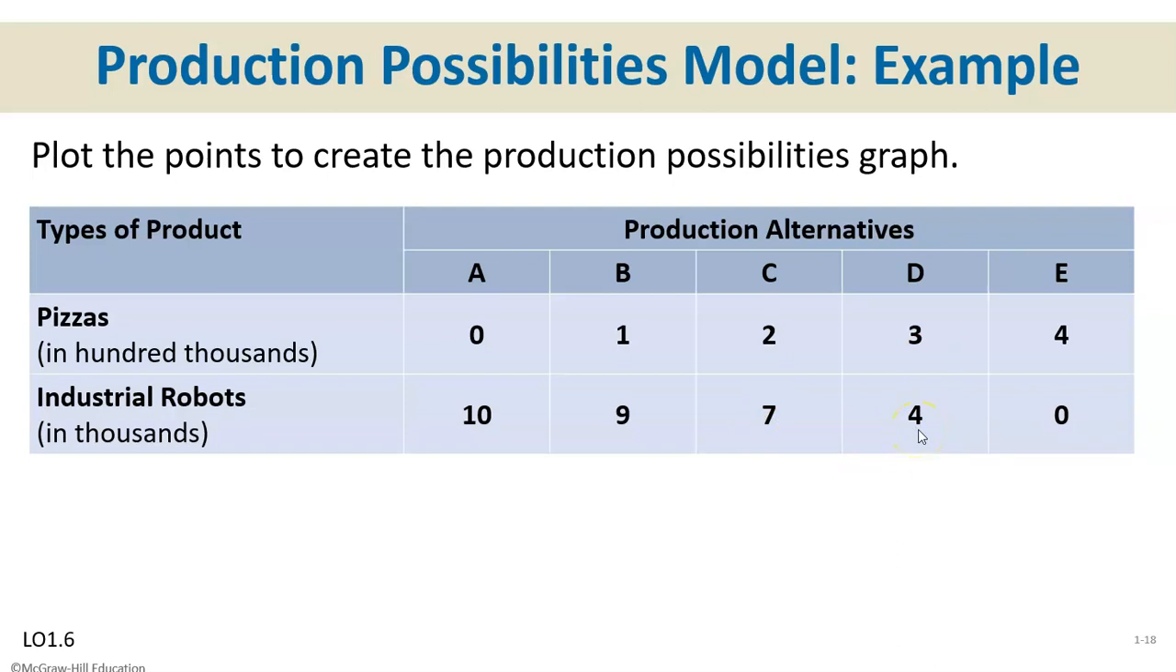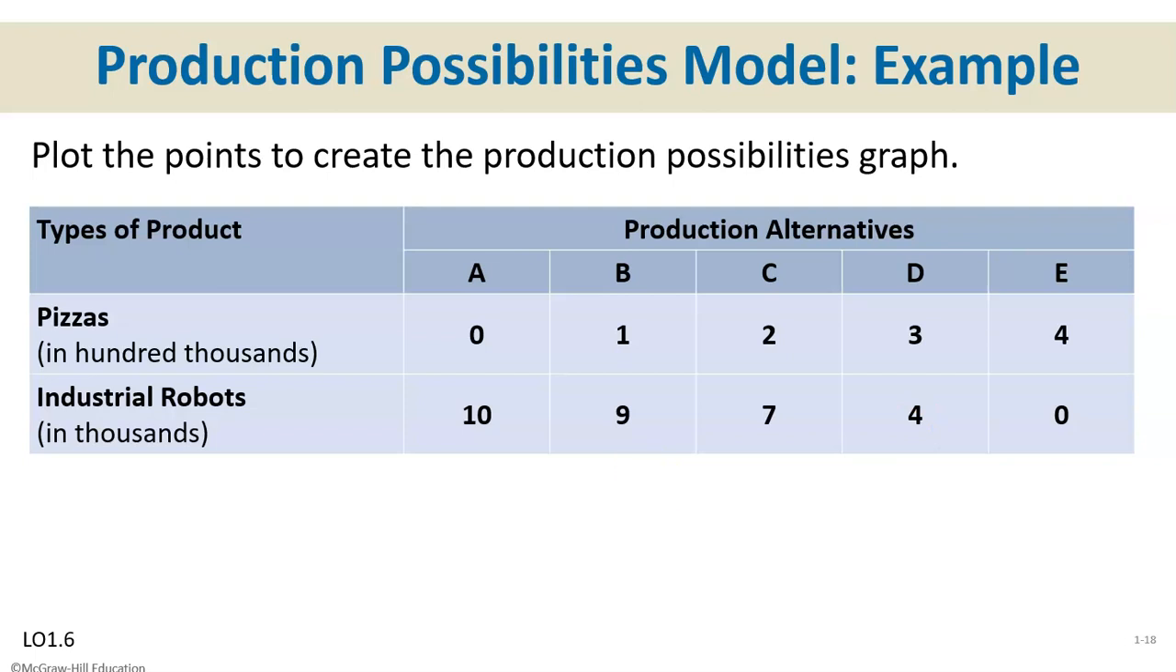So notice that it's increasing. That's where the law of increasing opportunity costs come from. The more pizza that we make, every time we make one more pizza, we have to give up more robots. So for the first one, we gave up 1 robot. Second one, we gave up 2 robots. The third one, we gave up 3 robots. So the opportunity cost actually rises as we make more of the good.